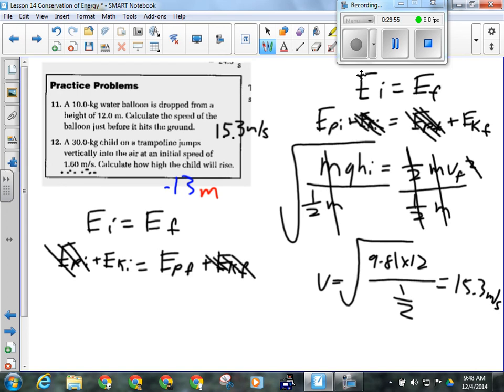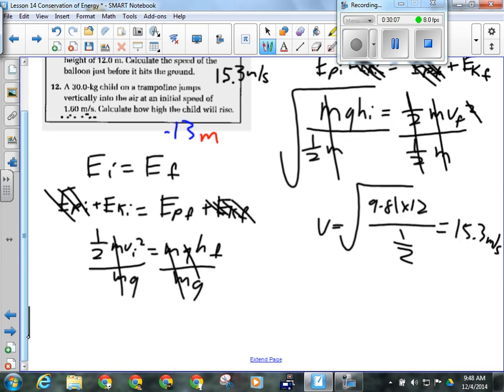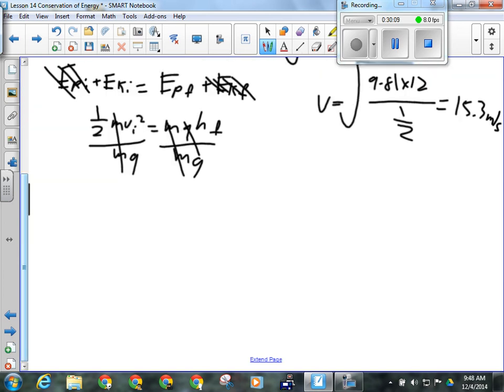So I've got this set up now. I can go 1/2 m vi squared equals m g hf and solve for hf. So divide both sides by mg. m cancels again. When I plug in my numbers here, I'm going to have that hf equals 1/2 times 1.6 squared divided by 9.81.